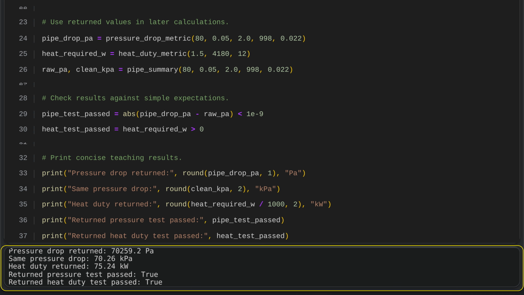This script uses reusable functions to calculate key engineering quantities, including pipe pressure drop and heat duty. It applies the Darcy-Weisbach method, converts pressure drop to kilopascals, and computes heat duty from mass flow, heat capacity, and temperature change. The printed results are checked against expected behavior, confirming that the functions return usable values and can be tested reliably.